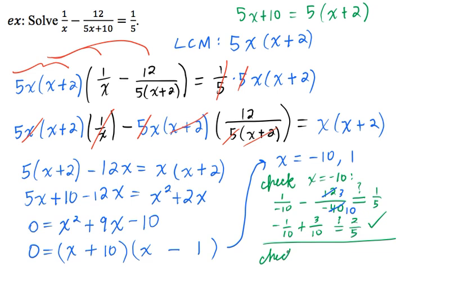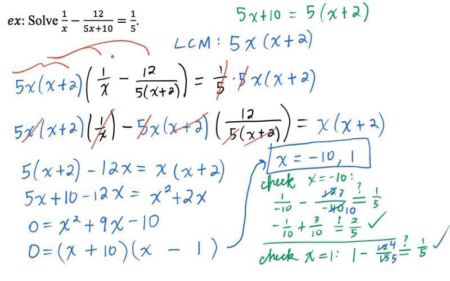So now I'm going to check x equals 1. Plugging into this original equation, we'll have 1 over 1 minus 12 over 5 times 1 is 5, plus 10 is 15, so minus 12 over 15. Does that equal 1/5? Let's see, 12/15 reduces, if we take a 3 out of everything, to 4/5. So does 5/5 minus 4/5 equal 1/5? Yes, it does. Therefore, both of those are, in fact, solutions to that rational equation.